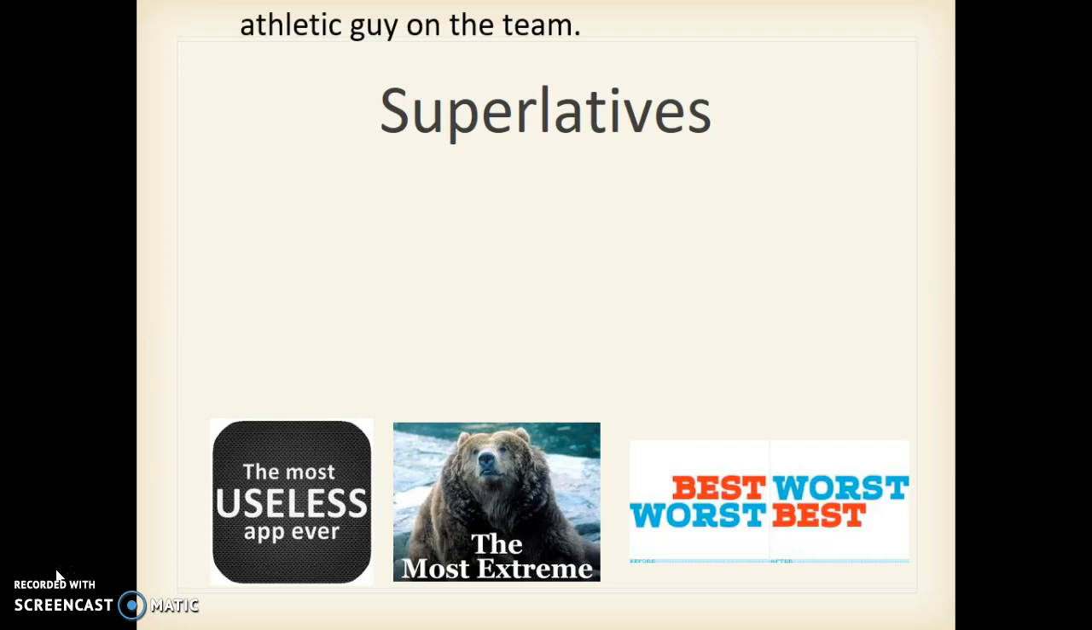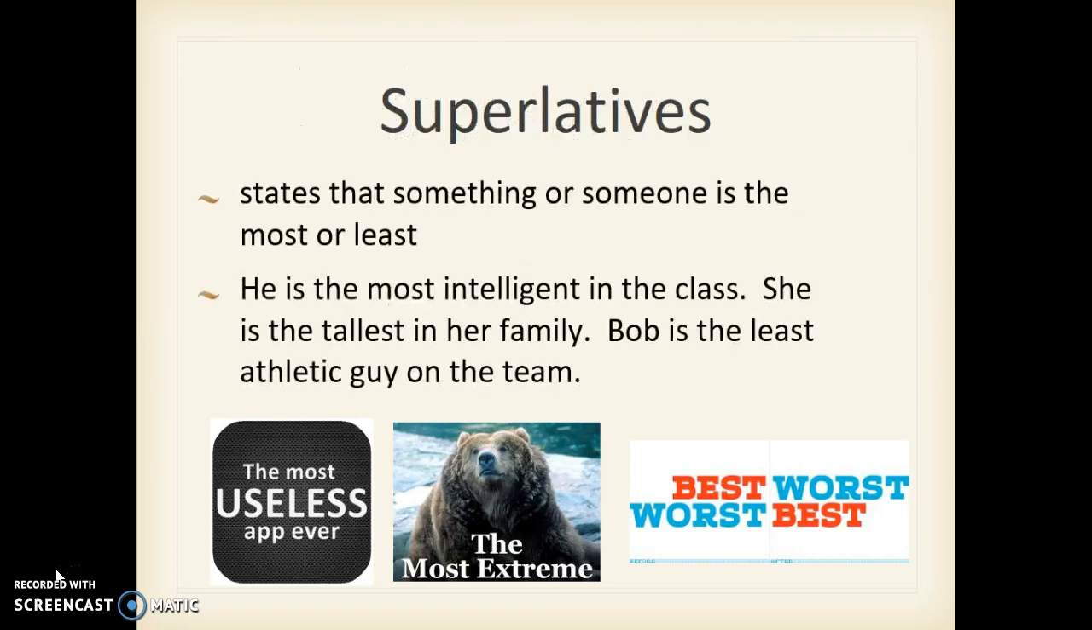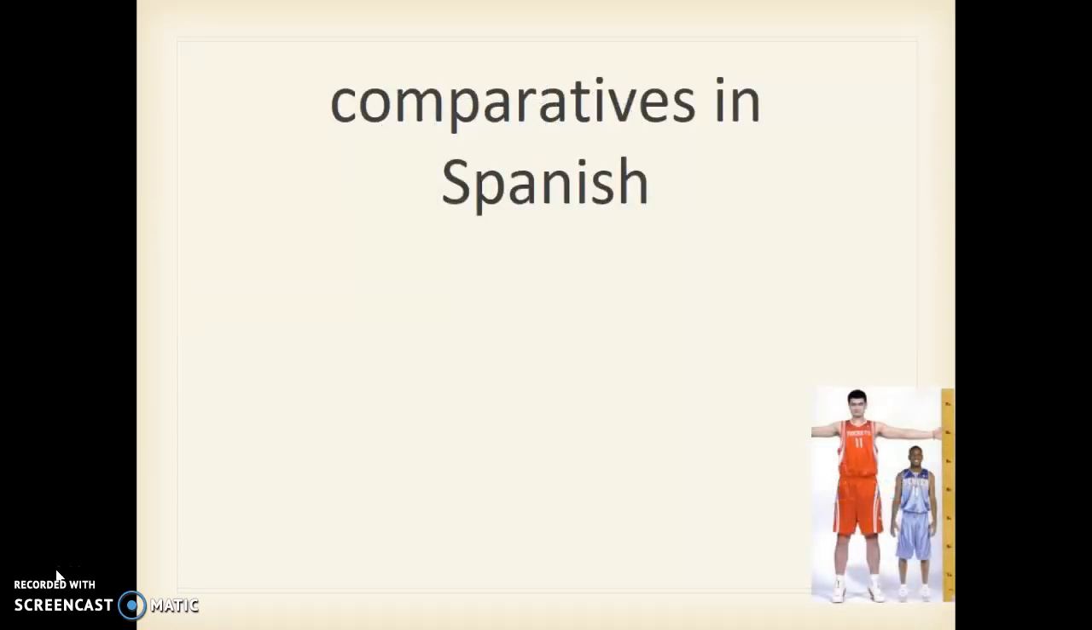A superlative, on the other hand, states that something or someone is the most or least. So look at the following examples. He is the most intelligent in the class. She is the tallest in her family. Bob is the least athletic guy on the team. Or, just like the seniors do every year, they do senior superlatives. Who has the best hair? Who has the best smile? That is a superlative.